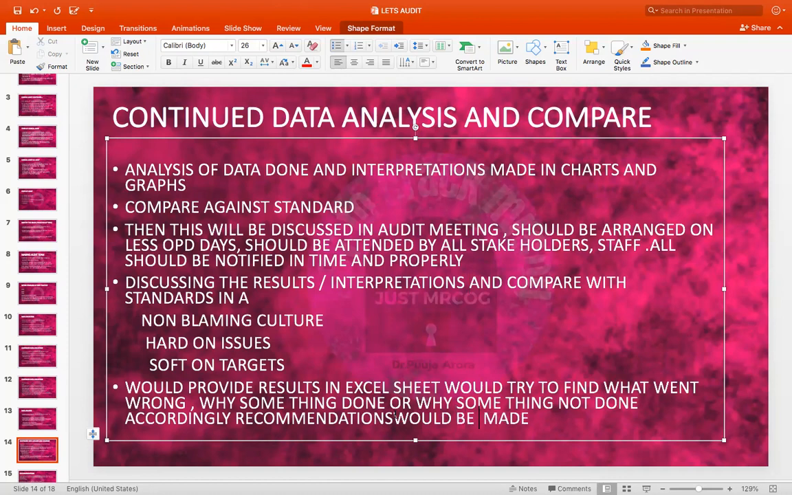Right? So in an audit team meeting, all would be informed and involved, all stakeholders, on a less OPD day, all will be notified to attend the meeting, and we will discuss the result or interpretation and compare with the standard, non-blaming, hard, soft. Then all results will be in the Excel sheet. We'll go through it and try to understand what went wrong, why something has been done or why something has not been done. And accordingly, we will make the recommendation. Only once we come to know about our mistakes, only then will we try to improve that.